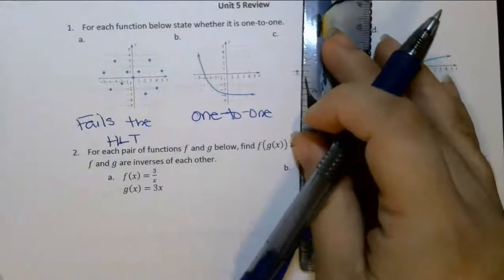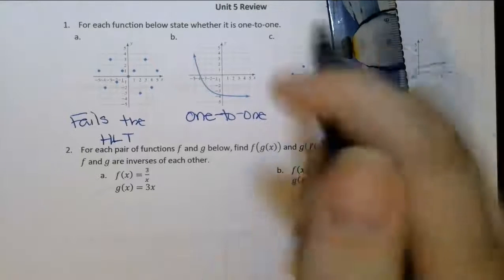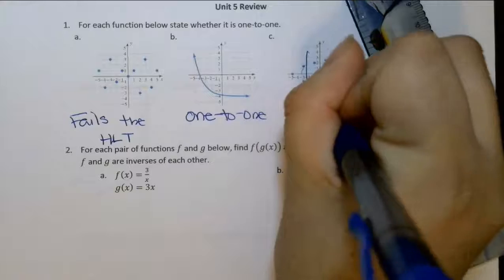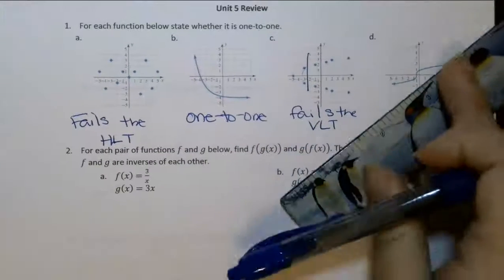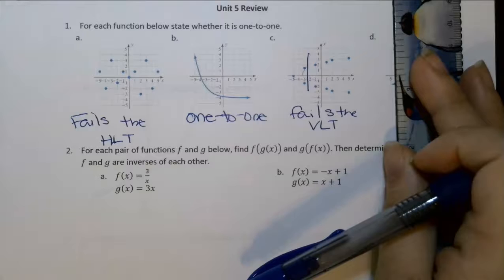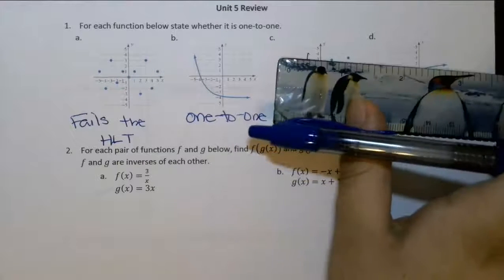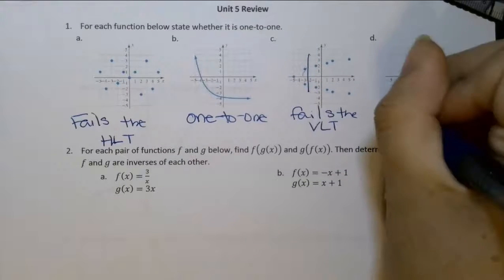Number 3, C. I do the vertical line test, it fails the vertical line test. Okay. Then D, I do the vertical line test, it passes. Then I do the horizontal line test, it passes. So this one is one-to-one.